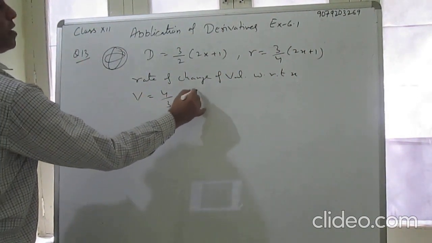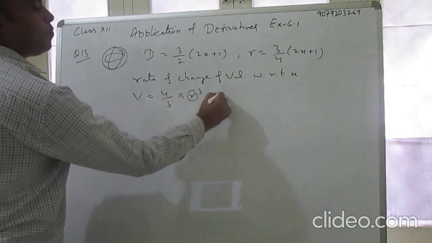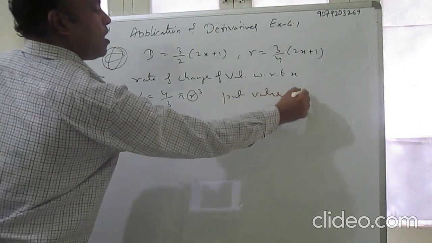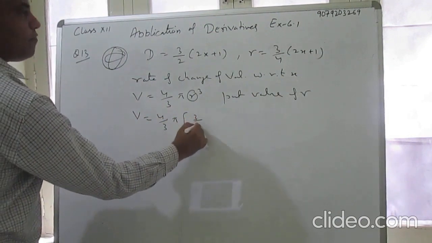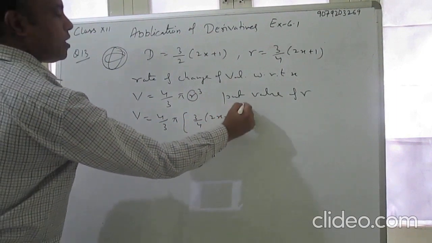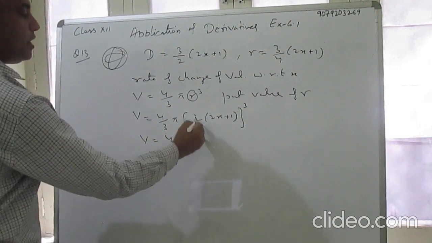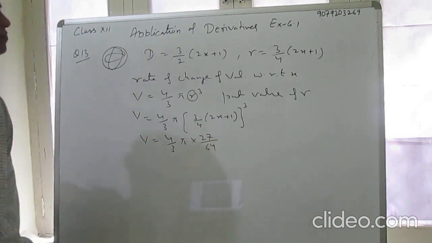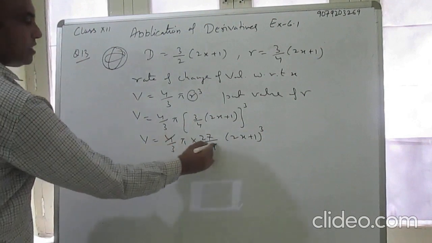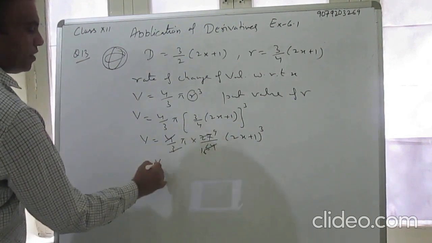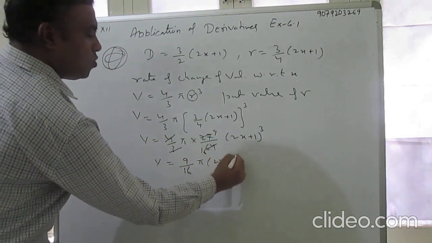4 upon 3 pi r cube. Now what is r? Putting the value of r, v is equal to 4 upon 3 pi into 3 upon 4 (2x plus 1) whole cube. So v is equal to 4 upon 3 pi, 3 cubed is 27, 4 cubed is 64, (2x plus 1) whole cube. Leave as it is. Cancel 4 with this, 16, this is 9. So v is equal to 9 upon 16 pi (2x plus 1) whole cube.